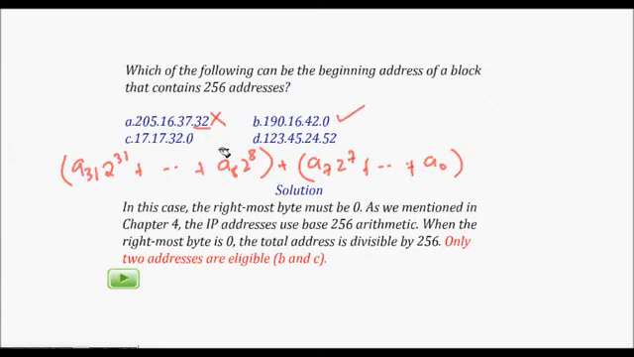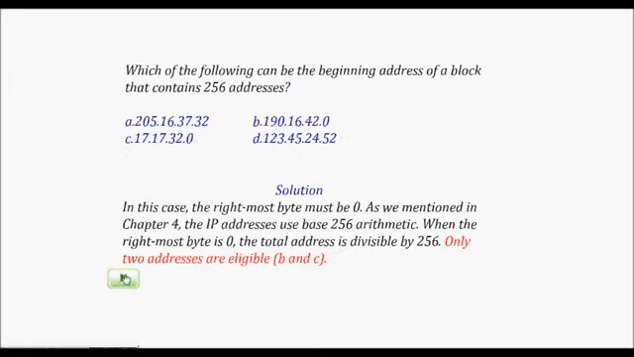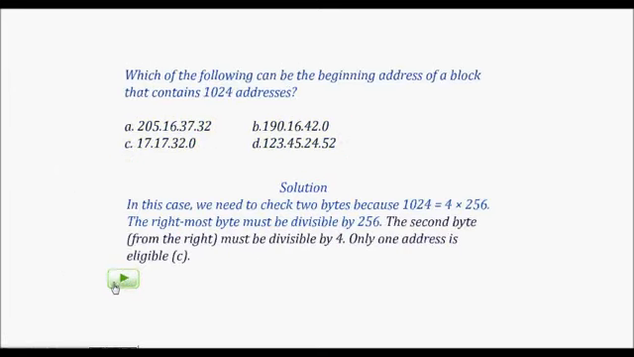32 is not divisible, 0 is divisible, 0 is divisible here. So these two can be the first address, the beginning address of the block. This cannot be. So your answers are B and C. This is also fine.